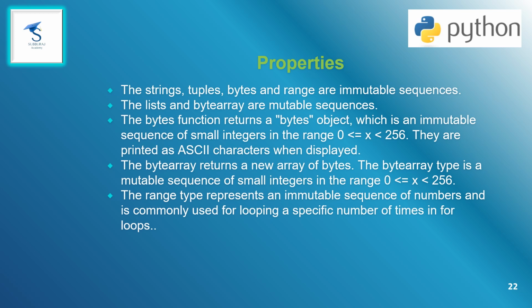The range type represents an immutable sequence of numbers and is commonly used for looping. We saw in the loops, we use range. So that is also a sequence, but this is a range of numbers and it's used for looping. So range is immutable; you cannot change the values inside the range. We used range when we discussed the for statement. Remember? So these are the few sequence types whose elements we can access by giving an index. Say for example str[0], str[1], 3, and so on.